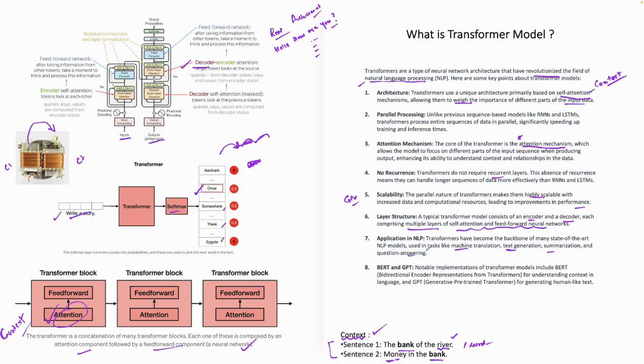And the notable implementations of the transformer model include BERT. It's getting very popular. It's called Bidirectional Encoder Representations from Transformers, for understanding the context in language, and GPT, that I just talked about, ChatGPT. Don't worry about it. We'll do a deeper dive into ChatGPT or GPT, and why GPT is called GPT. And when we study, you will be surprised that in GPT, the T actually stands for transformer.